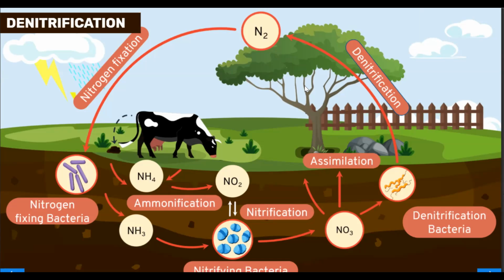Yes, ma'am. Okay, so can we write the points now? The first point is: the nitrogen cycle involves 5 steps in which nitrogen is converted into many forms.